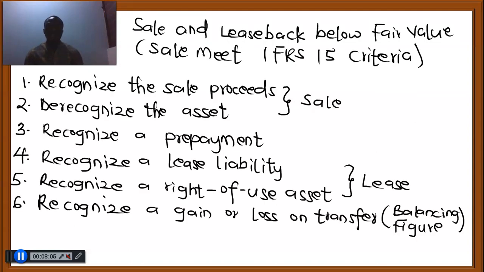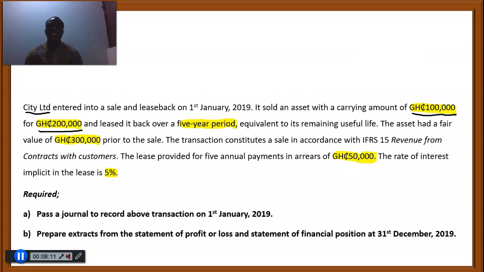The next thing to do is to recognize a prepayment. In this question, we are told the fair value of the asset is 300,000, and the asset was sold for 200,000. So IFRS 16 says that because the fair value is higher than the selling price, the difference between the fair value and the selling price is the prepayment. So prepayment here is the difference between the fair value of 300,000 and 200,000.